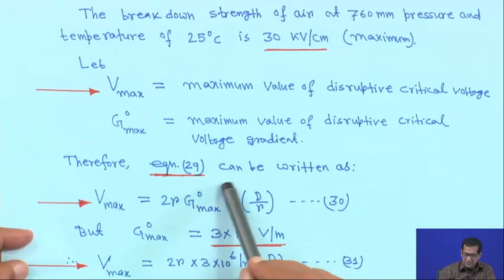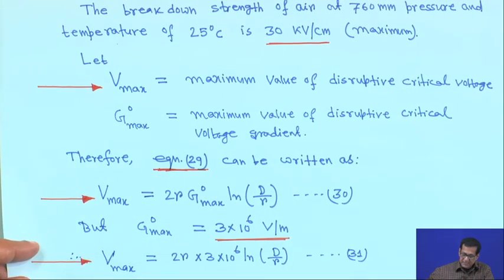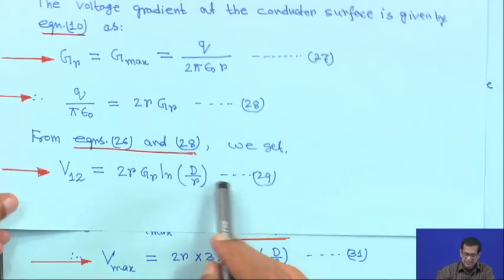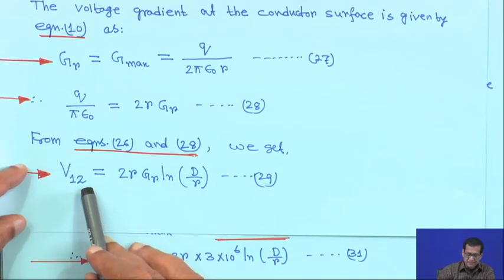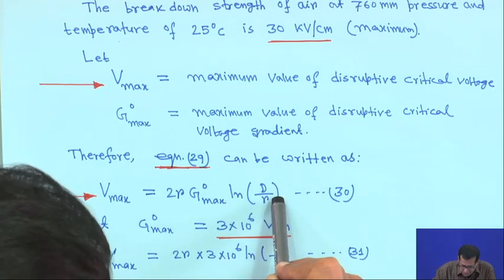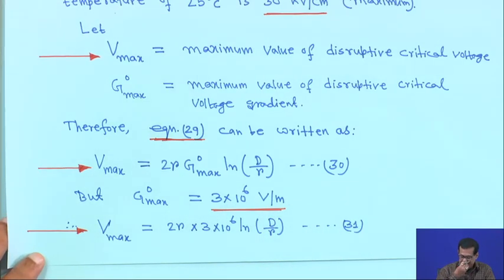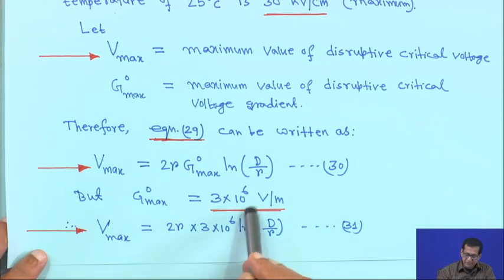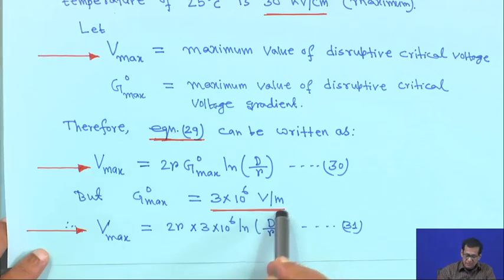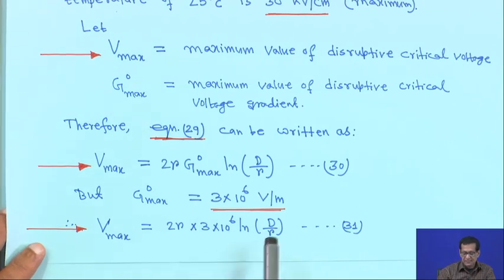Therefore, equation 29 can be written as Vmax is equal to 2R Gmax 0 ln d upon R. So, in this equation instead of V12 we will write Vmax. Vmax is equal to 2R Gmax 0 ln d upon R, but Gmax 0 is 30 kilovolt per centimeter, which is equal to 3 into 10 to the power 6 volt per meter. So, Vmax is equal to 2R into 3 into 10 to the power 6 ln d upon R. So, this is the maximum voltage.